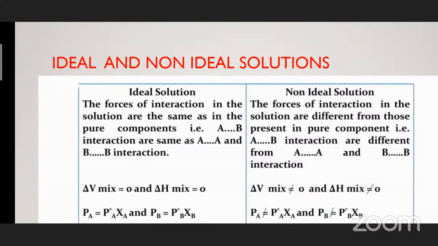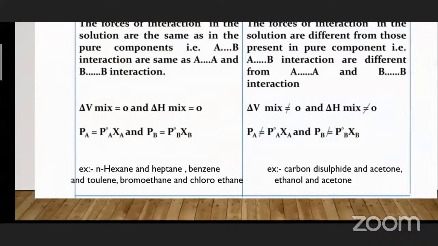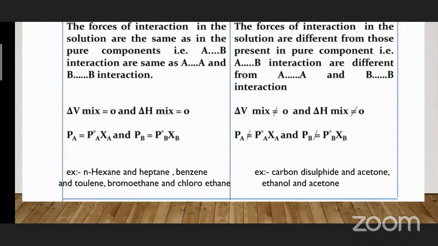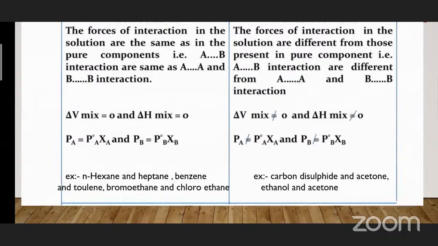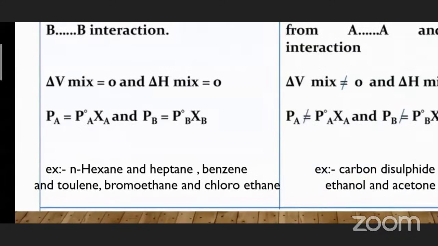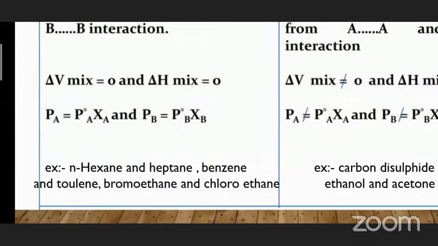And see this one, PA. What is PA? PA is the vapor pressure of the component A. And PB is the vapor pressure of the component B in the solution. P naught A is the vapor pressure of A in the pure state. P naught B is the vapor pressure of B in the pure state. After we mix these and form the solution, the values are like this.